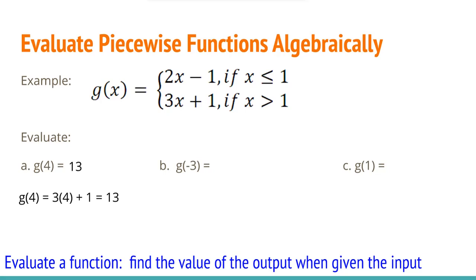You try B. First determine which rule to use, and then substitute it into that rule, and then lastly simplify. Hopefully you identified that -3 is less than 1, so we're going to use the top rule. And then hopefully you took the rule 2x minus 1 and substituted x with a -3, and you got something like this, and you found out that the answer was going to be a -7.